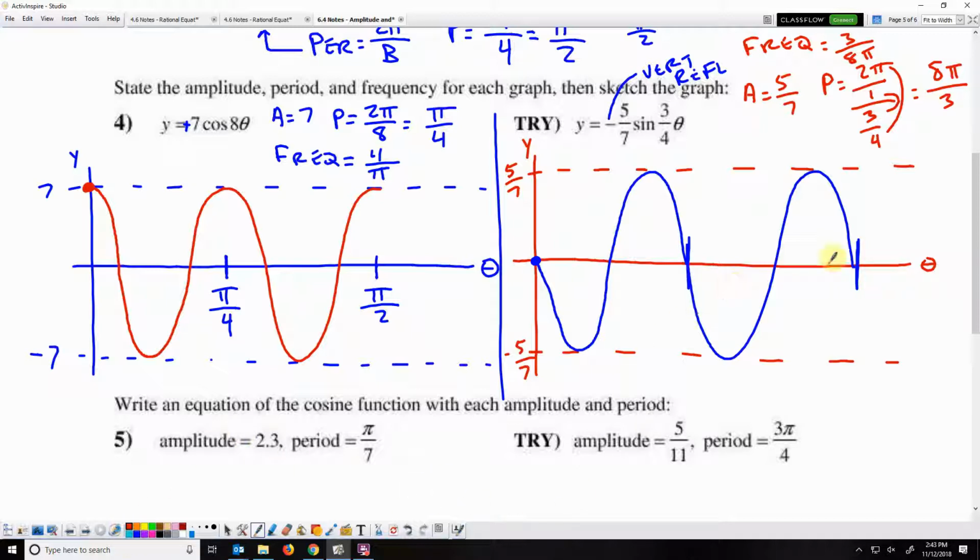The period is 8 pi over 3, so this horizontal distance of the first cycle is 8 pi over 3. And when we go another 8 pi over 3, we've got 1 times 8 pi over 3, then 2 times 8 pi over 3, which is 16 pi over 3.